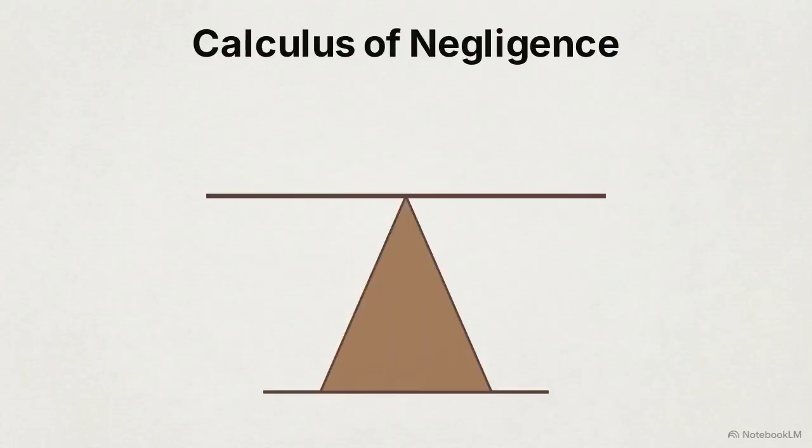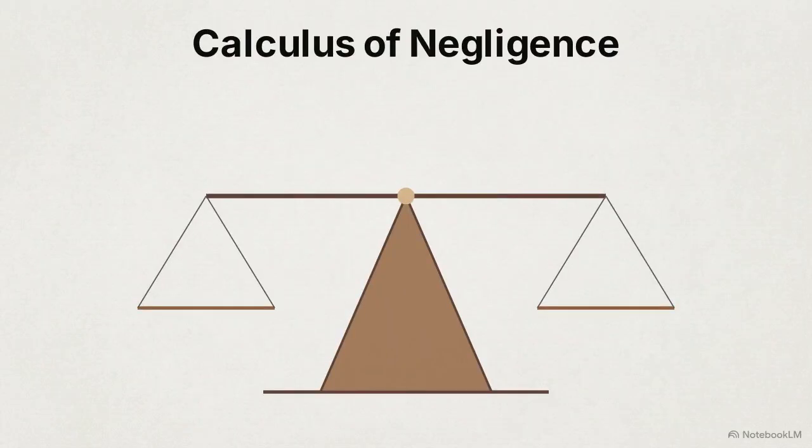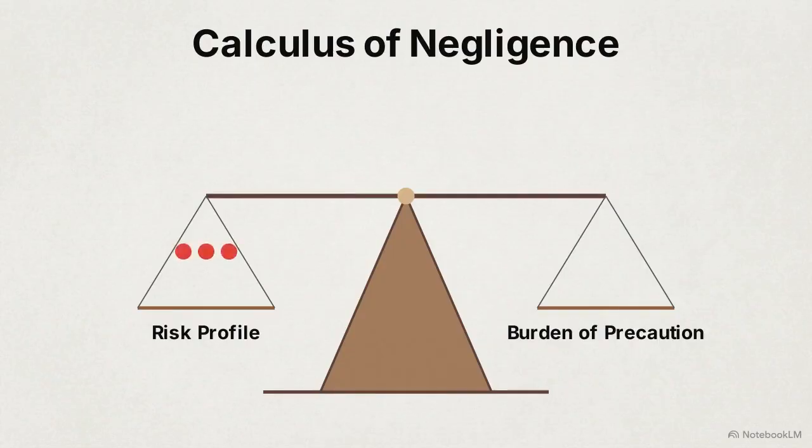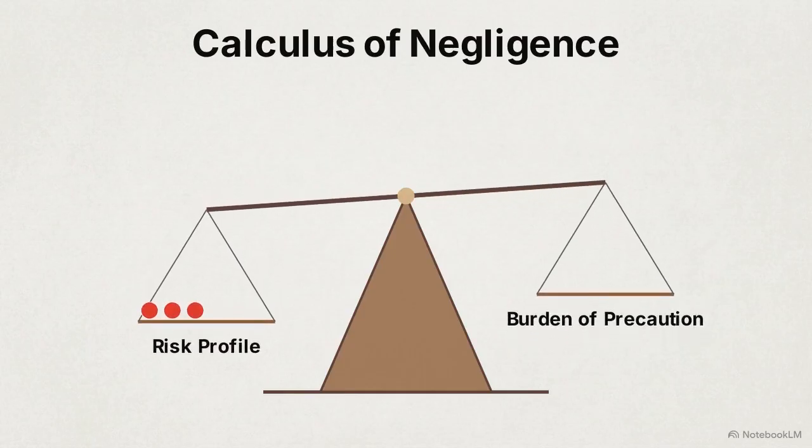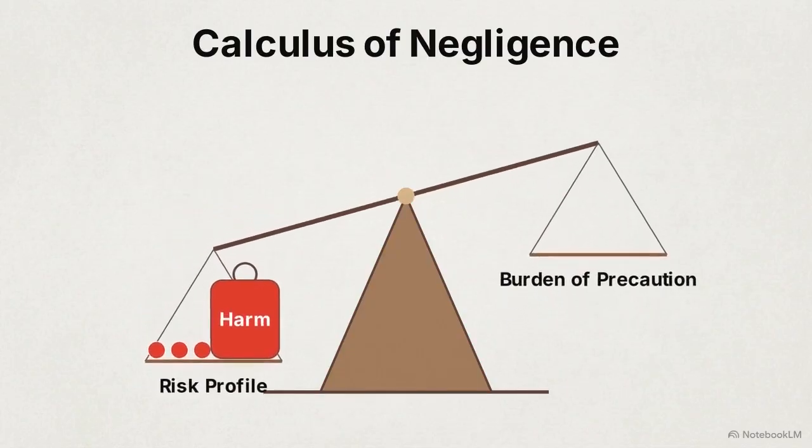To weigh these factors, courts use the calculus of negligence. This is a judicial tool used to balance the magnitude of a given risk against the burden of preventing it. We can see this represented by the risk profile and the burden of precaution on this scale. First, we take the quantified probability, the 3 anomalous balls over 20 years, and assign it to the risk side of the scale. We also factor in the gravity of harm. Mrs. Lim suffered a severe arm injury, which adds considerable weight to the risk profile.